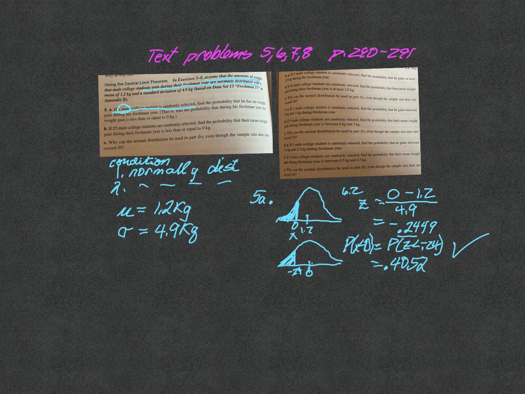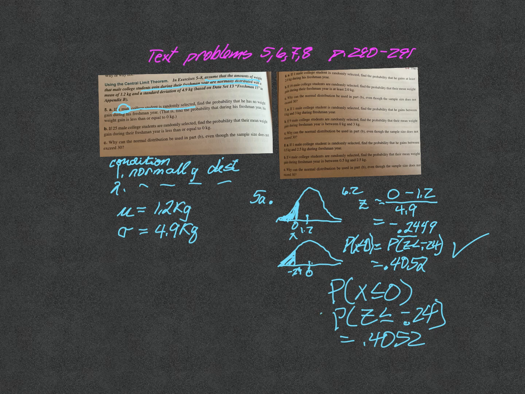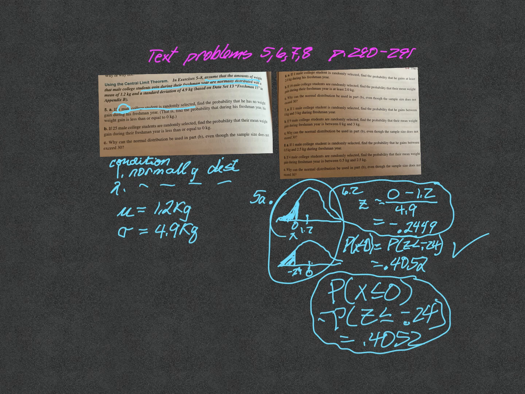I kind of jam-crammed this here. The original problem is that the student had no weight gain. That was this. We change it to its corresponding z-score, which is this. Okay? And then we look up the probability, 0.4052. And that's why this is the work I show, along with my z conversion and my drawn normal curves. That's problem 5A.